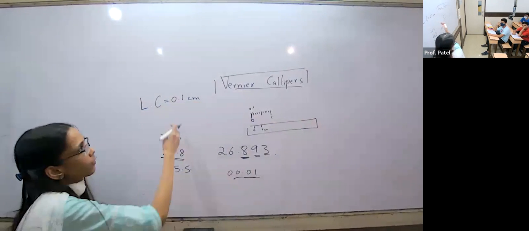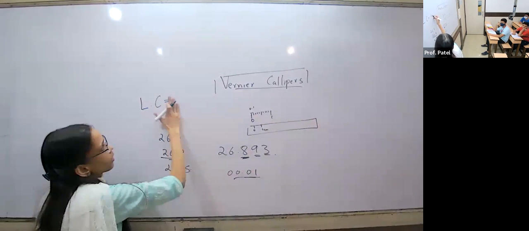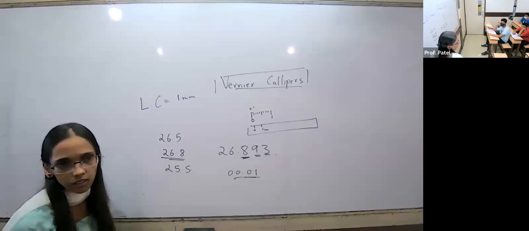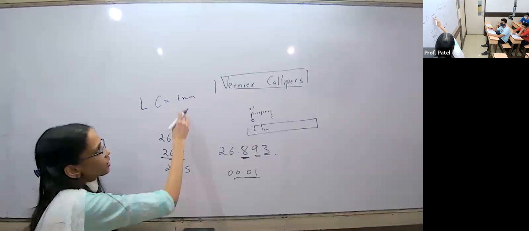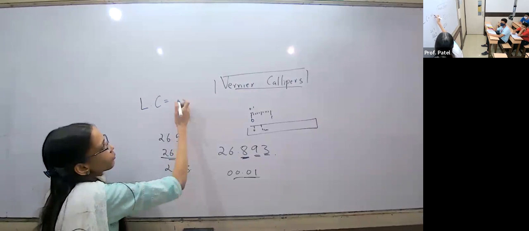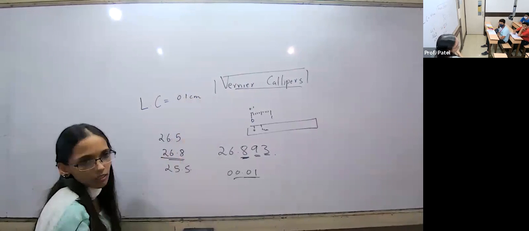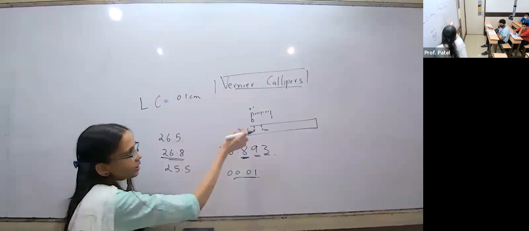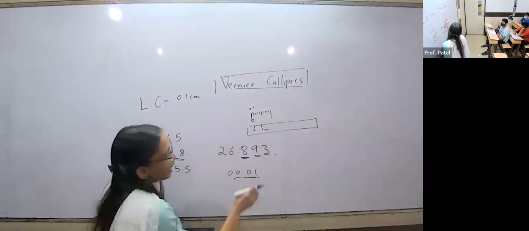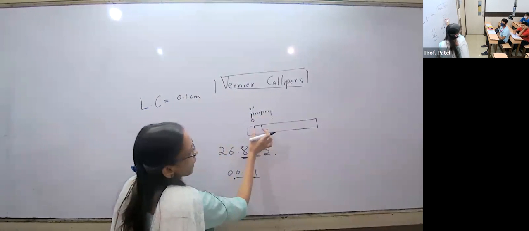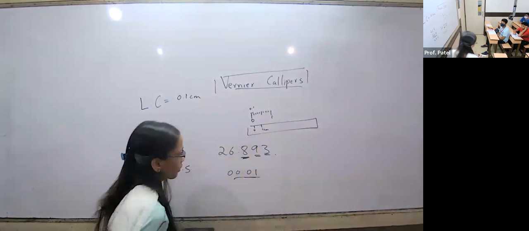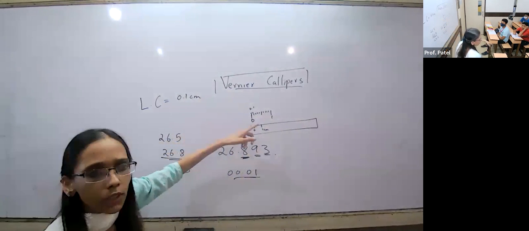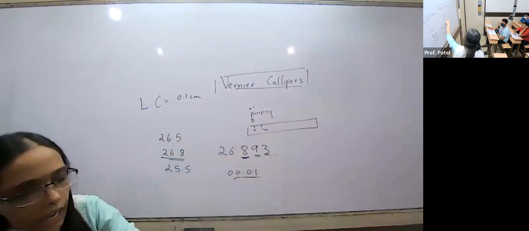Sometimes they write 1 mm. Am I wrong or not? Correct, I am correct. I just changed my unit. 1 mm is nothing but 0.1 centimeter. So do not get confused by this. Is this clear? The smallest one is called LC. And this one is my main scale division. So what we see here is that to measure length using this ruler, I can measure it up to this.